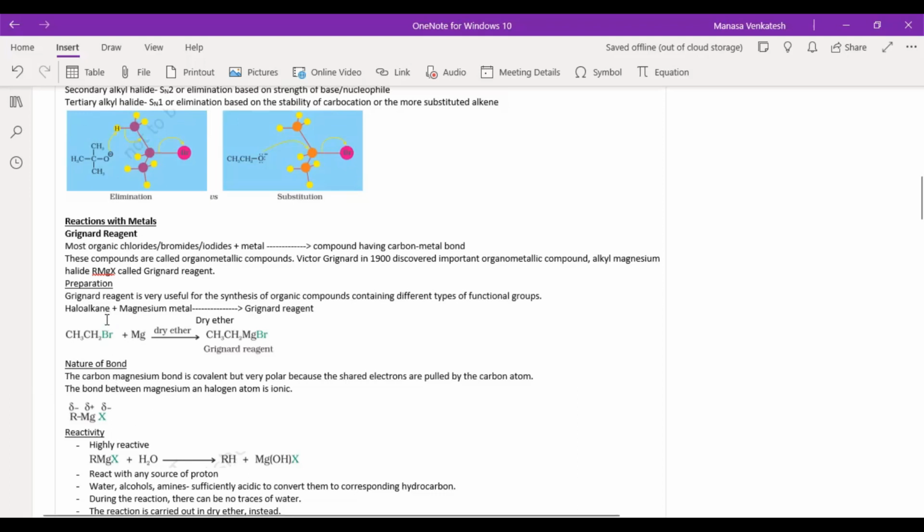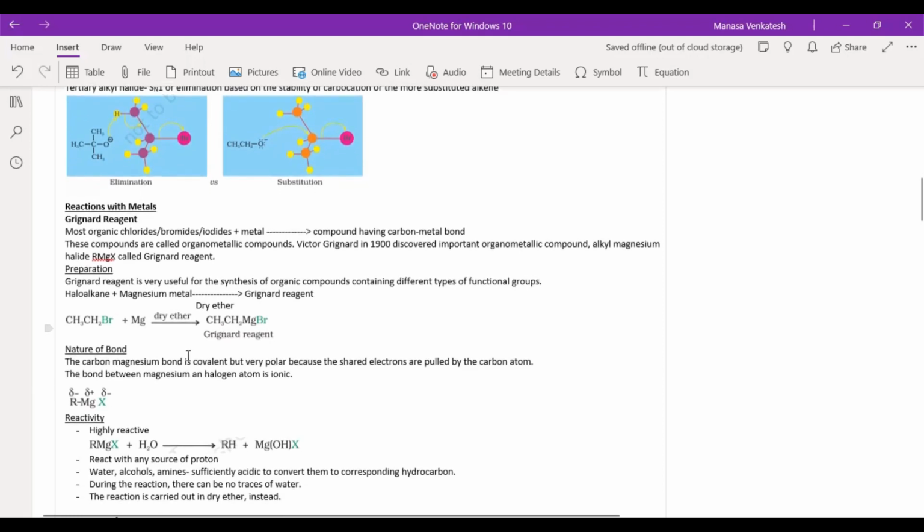Haloalkane reacts with magnesium metal in the presence of dry ether to give the Grignard reagent. Now, the bond between the carbon and the magnesium atom is going to be covalent, but it's going to be very polar because carbon is actually more electronegative than magnesium.